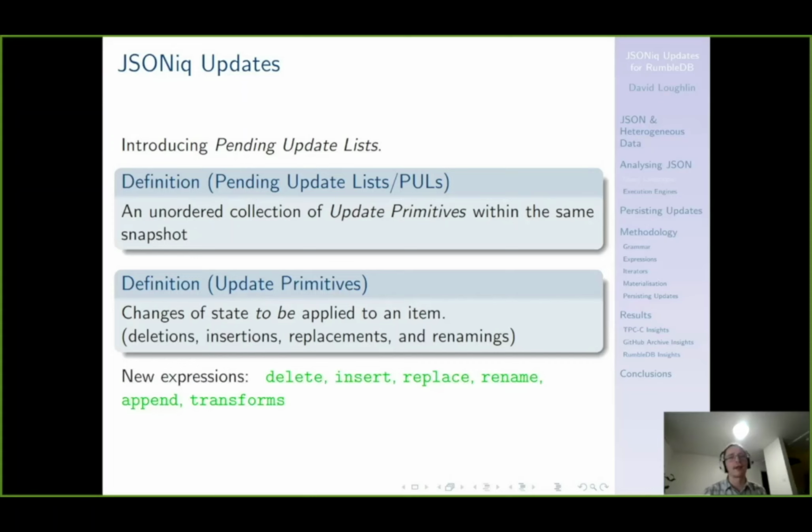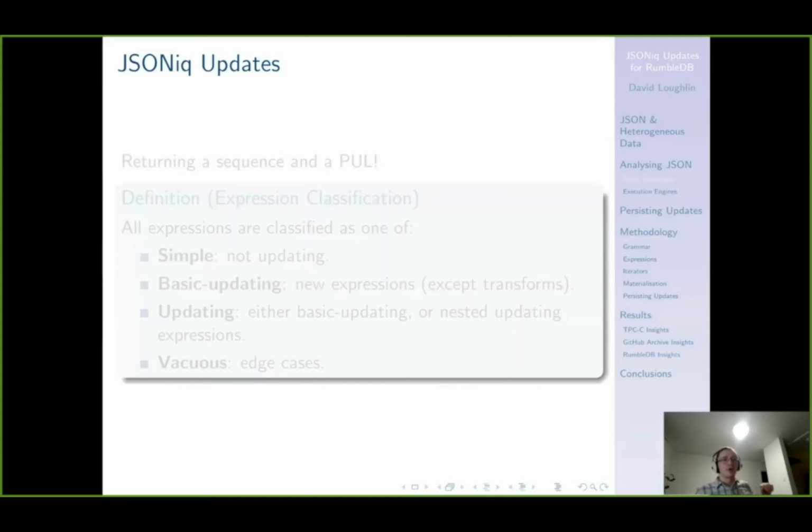For JSONiq, this introduces some additional expressions for each of the possible kinds of state changes, and transform expressions that allow copies of items to be updated and maintain immutability in the language. Crucially, the updates within a PUL are not yet applied, meaning generated PULs do not yet make the changes visible when processing. But how are these PULs generated in the first place?